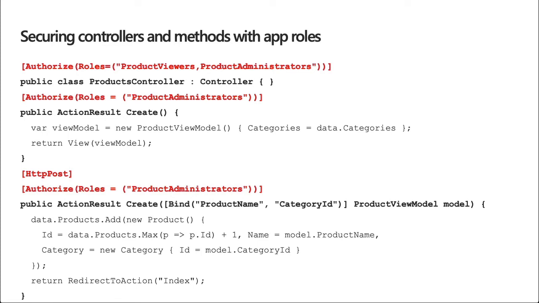You can also use the Authorize attribute to secure specific methods on the endpoint. For example, the following code is only going to allow product administrators the ability to create new products on the product controller.